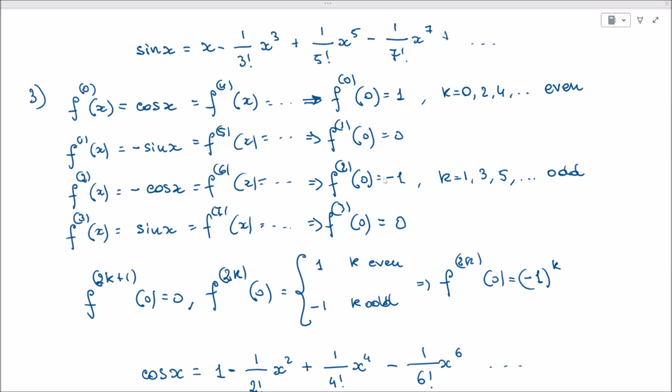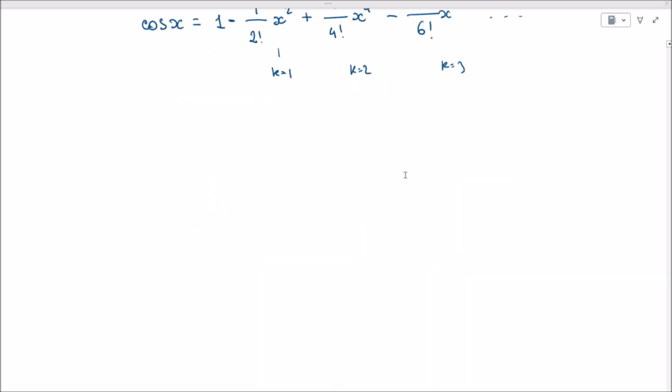Right, so let's prove now the Taylor polynomial formula for the logarithm of 1 plus x. So we have f of x equal to the logarithm of 1 plus x. We know the convention, so this is the derivative of order 0.